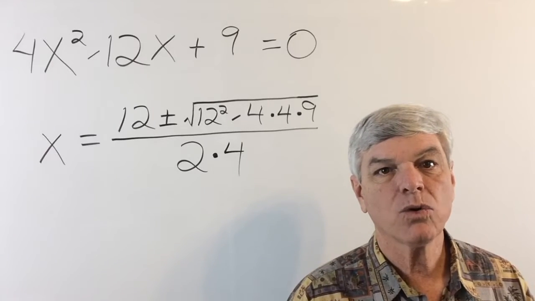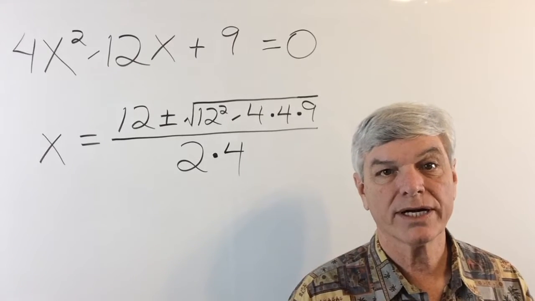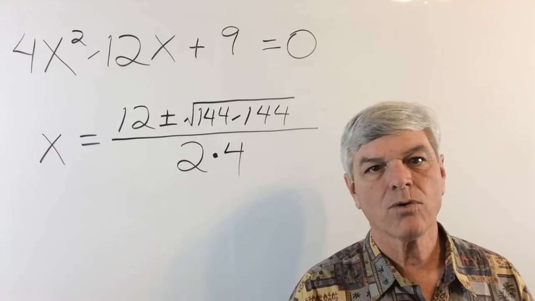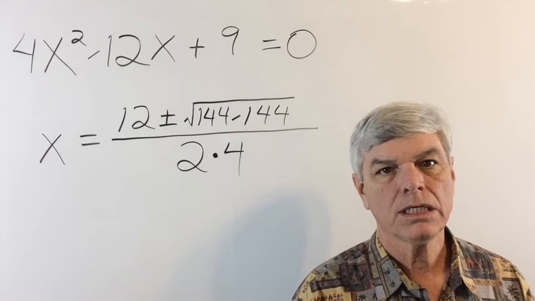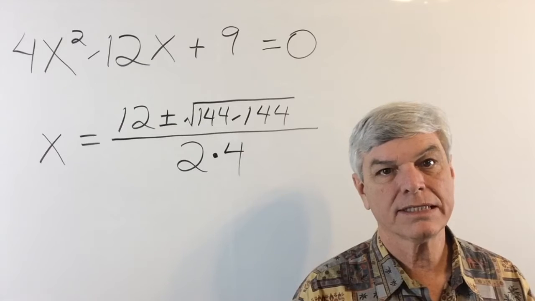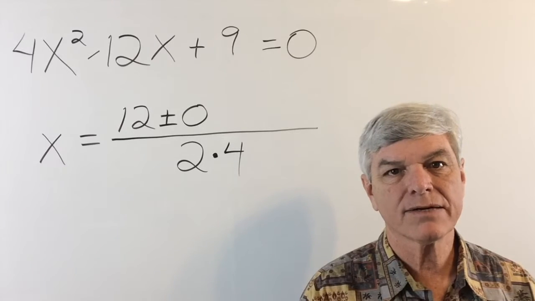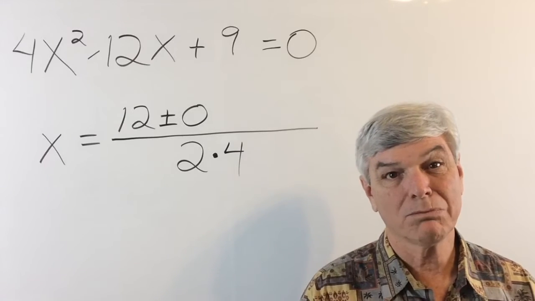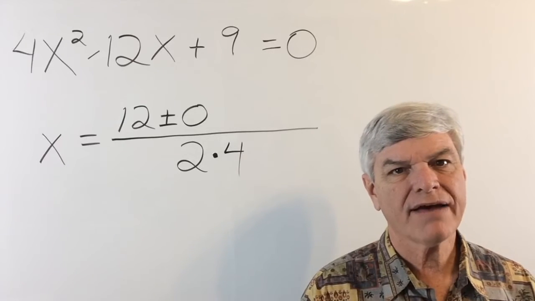Now let's multiply the negative 12 squared out. And that's 144, and 4 times 9 is 144. And that's interesting. 144 minus 144 is 0. The square root of 0 is 0. So we are going to have 12 plus or minus 0. Well, what's plus 0? 12. What's minus 0? 12. So no matter what we do, we're just going to have a 12 up there.